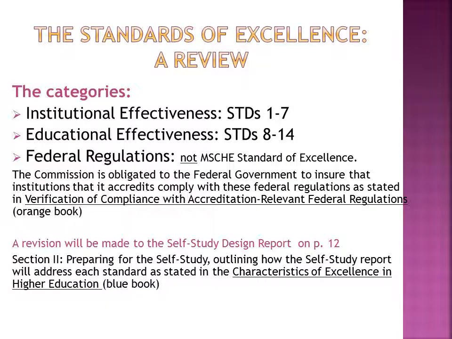Let's take a quick review of the Middle States standards. The standards of excellence are divided into two categories: institutional effectiveness addressed in standards 1 through 7, and educational effectiveness addressed in standards 8 to 14. We will also be looking at the federal regulations, and although these are not Middle States standards, the Commission is obligated to the federal government to ensure that institutions that it accredits comply with these federal regulations.